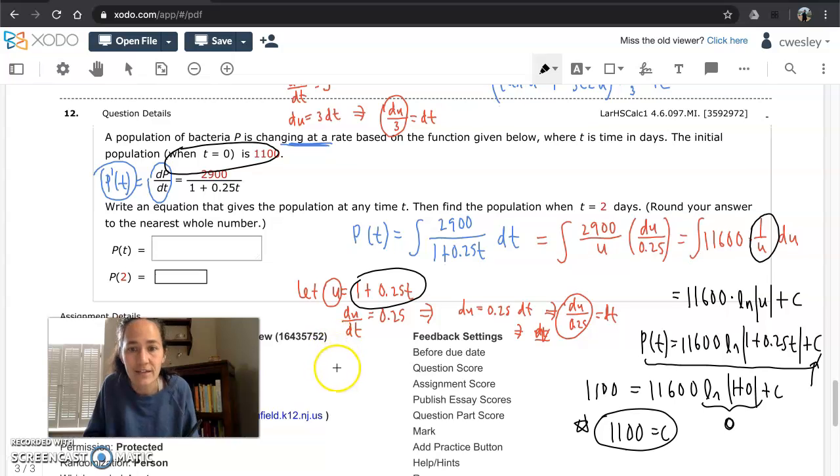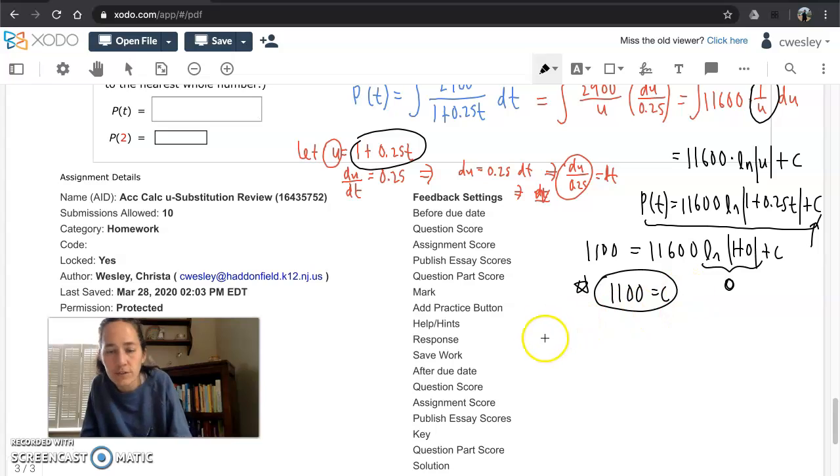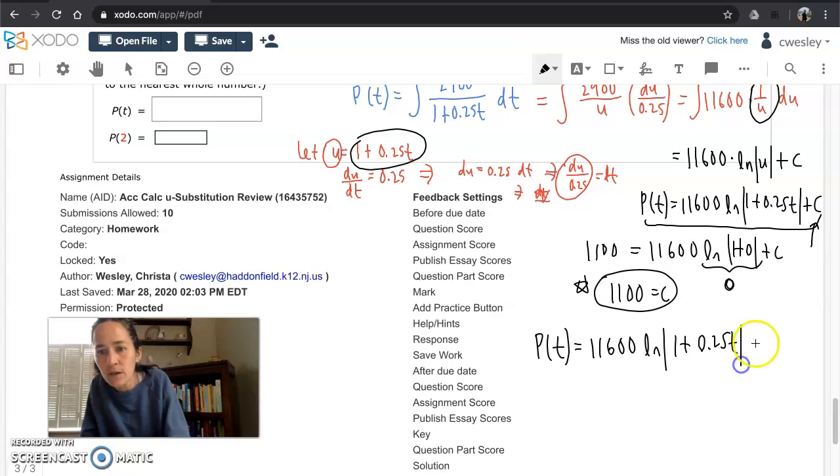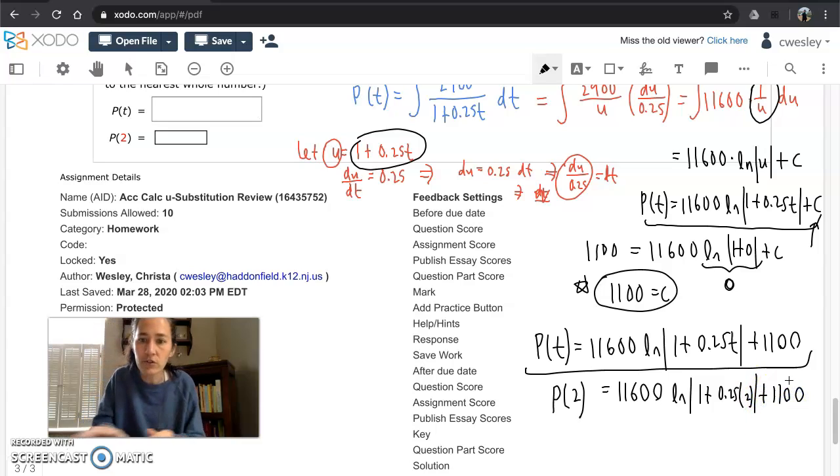All right, lastly, the follow-up question, find P of 2. Well, I'll write out my function first. My function that was the answer for the first part, one more time, is 11600 ln of 1 plus 0.25t plus 1100. And now I've got to just plug in 2. That's the last step. I want to find P of 2. So 11600 ln of 1 plus 0.25 times 2 plus 1100. And that can go straight into the calculator.